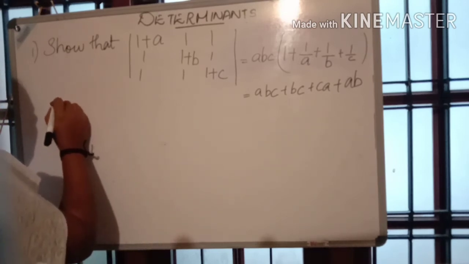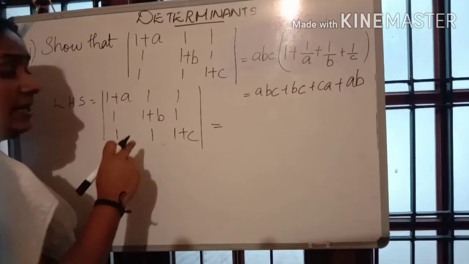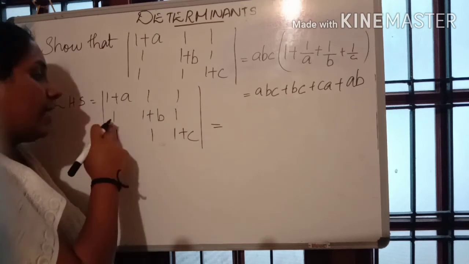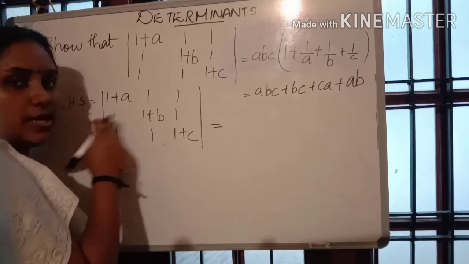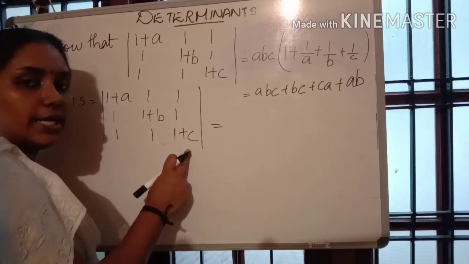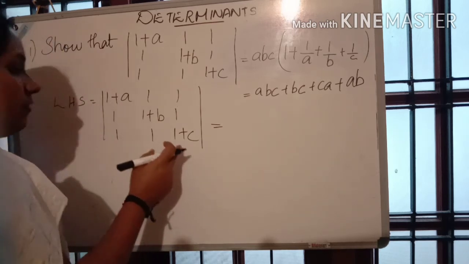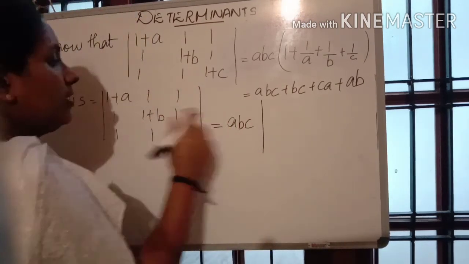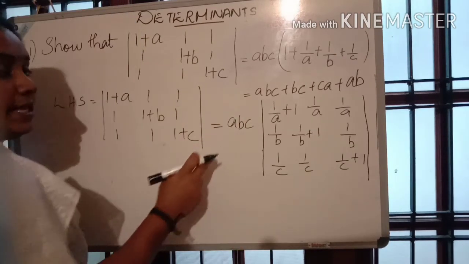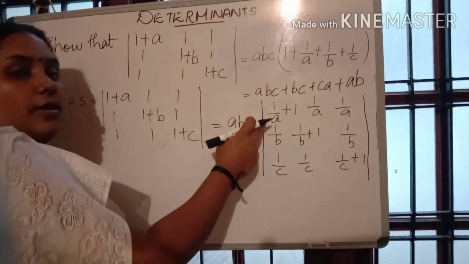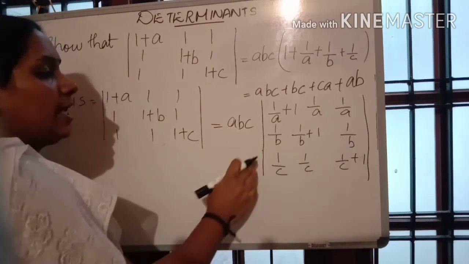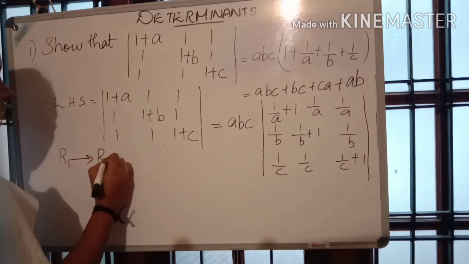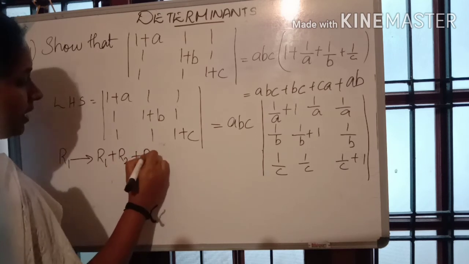See, LHS equal to, take a as a common factor from row 1 outside, and from row 2, take b outside. From row 3, take c outside. Okay, abc. While taking a, b, c outside from row 1, row 2 and row 3, we'll get like this. Then we have to do row 1 plus row 2 plus row 3.